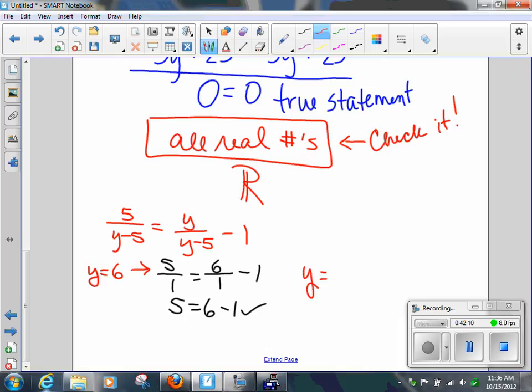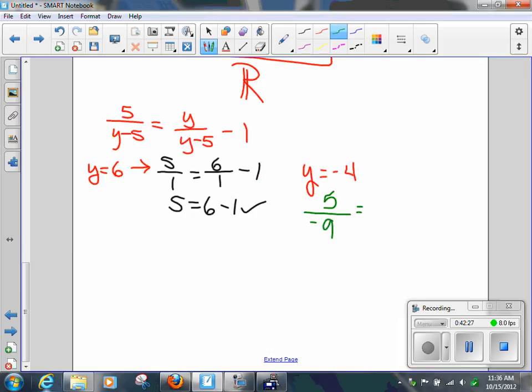Now let's choose some random negative number. Just choose any number. -4, okay? All right, so here we go. 5 over, what's -4 minus 5? -9 is equal to -4 over -4 minus 5, which is -9, minus 1. Put this in your calculator.